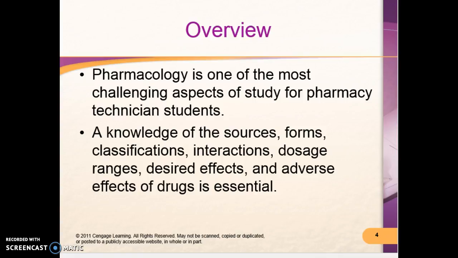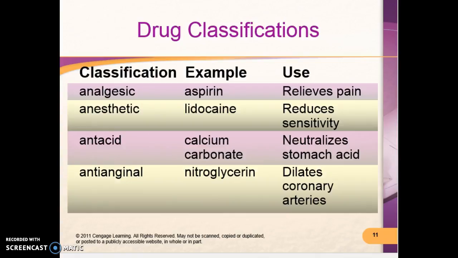And for those of you who've been working on some of those assignments and you've been asking about drug classifications, those are included in this chapter as well. So how we classify a drug, what group does it belong to, and then what are some examples within those groups, and what's that group used for. So all of that is covered in this last chapter.